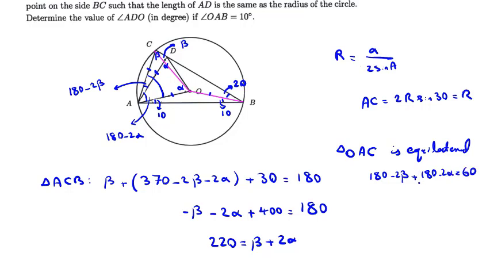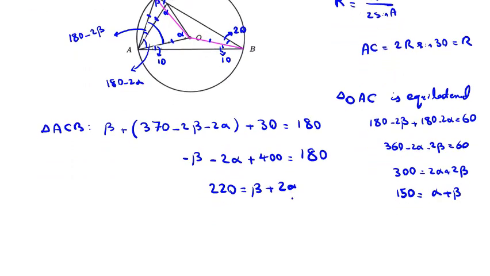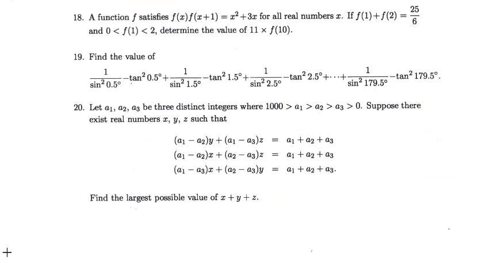So here we can say, okay, 360 minus 2 alpha minus 2 beta equals 60. So 360 minus 60, 300, equals 2 alpha plus 2 beta. You can divide by 2: alpha plus beta equals 150. We want to find ADO, which is alpha. So if I subtract this from this, then alpha equals 220 minus 150, which equals 70. So the answer is equal to 70 degrees.